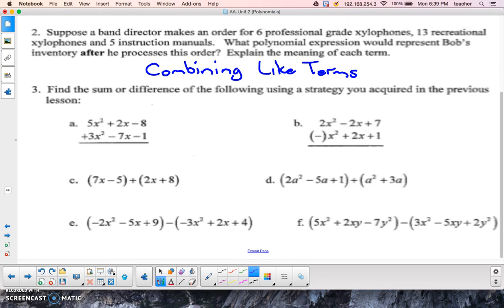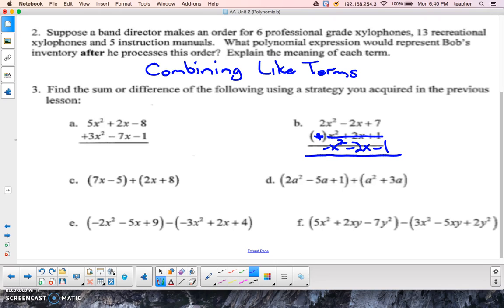And so that means that we change subtraction to adding the opposite of everything that follows, which means this is going to become negative x squared. And this is going to become minus 2x. And this minus 1. So subtraction, if you recall from when you first learned about negative numbers, is adding the opposite. And that's just what we'll do here.